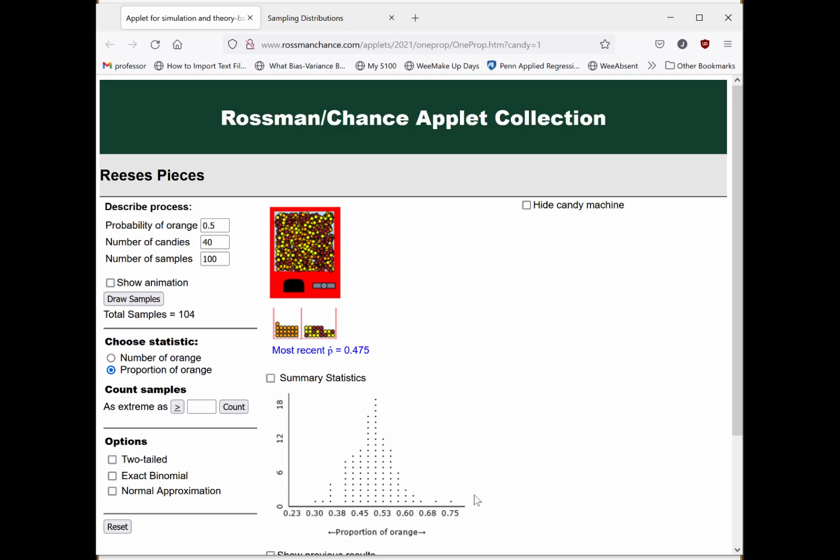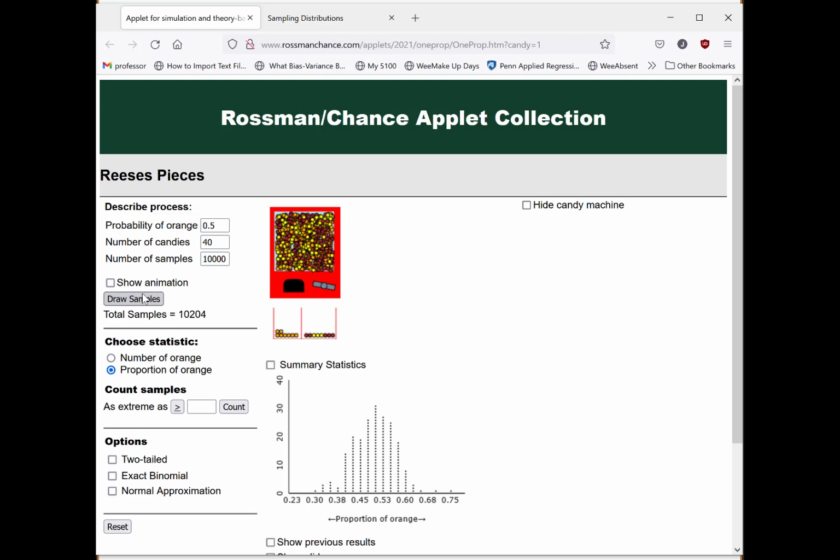So you can see these are all the different sample proportions we've got. And because my sample size of 40 is still fairly small for proportions, you can see I'm even getting some as big as like 0.75 or as low as 0.3. I can draw more samples. And let's see what happens if I draw, say, 10,000 samples.